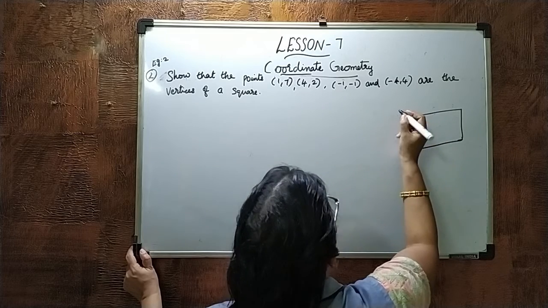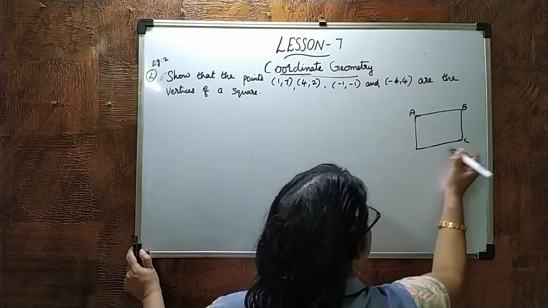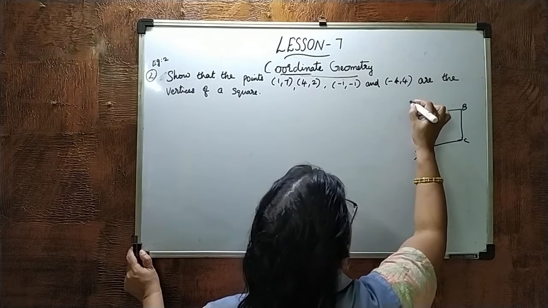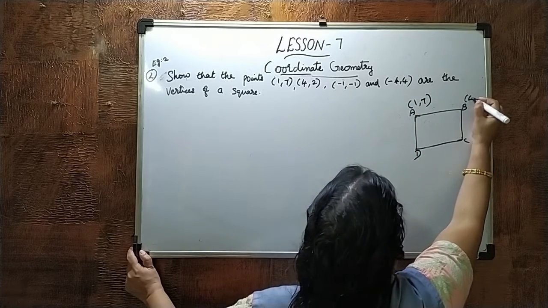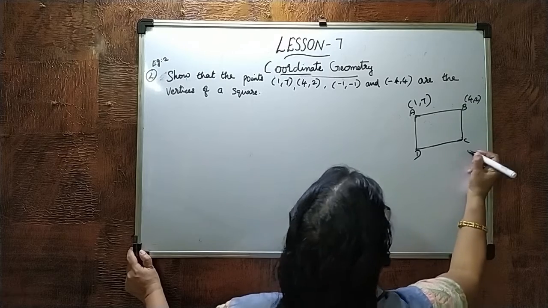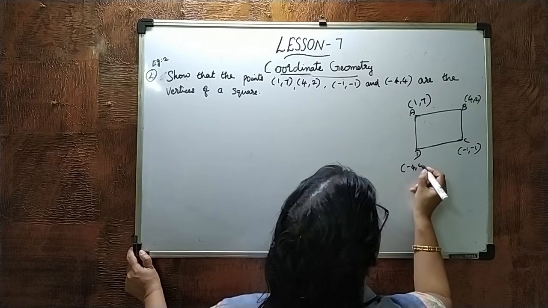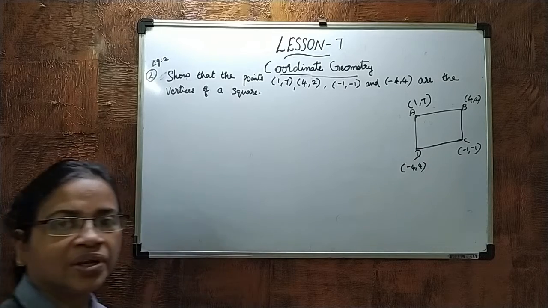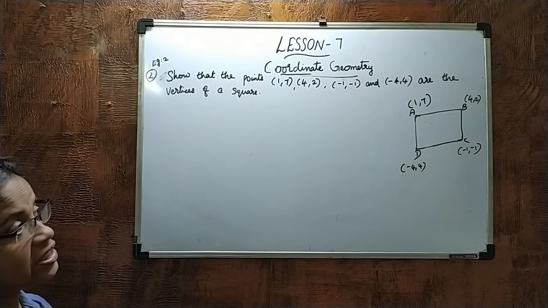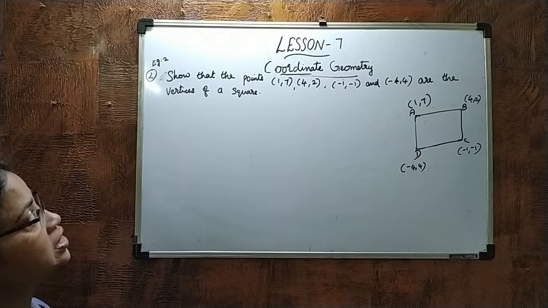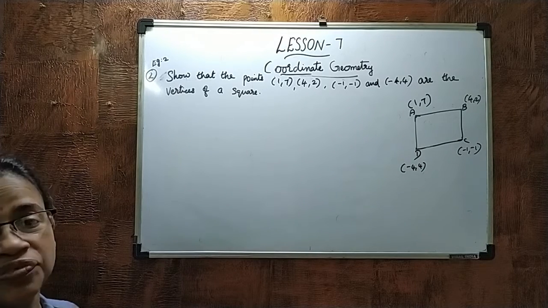Just here, first we will write the names A, B, C, D. A is (1, 7), B is (4, 2), C is (-1, -1), D is (-4, 4), right? Now how will you show that it is a square? These given points are the vertices. You have to show that they are the vertices of a square.